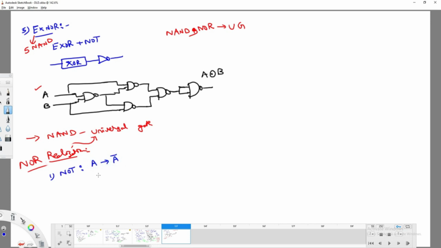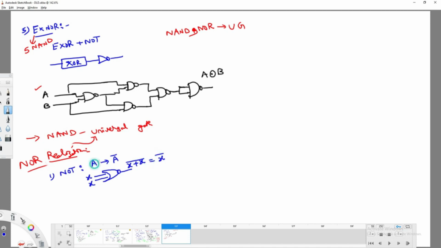See, NOR means it is going to take two inputs, perform the OR operation over them, and then perform the complement. This is the meaning of NOR, right? Meaning that if I give X and X as input, you are going to get X plus X whole complement. What is X plus X? X only, again complement.